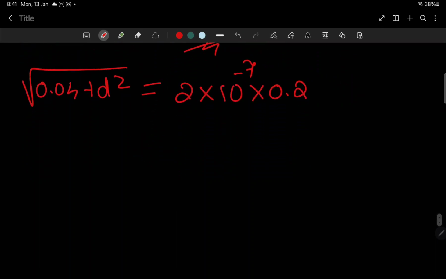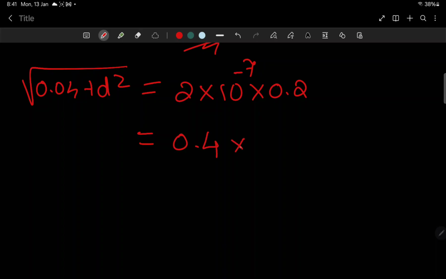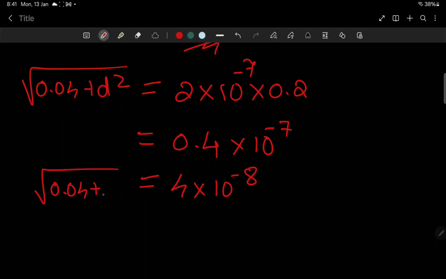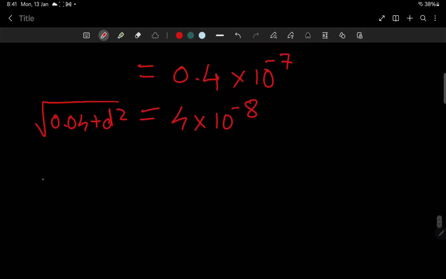Okay. Now continue it. 2 into 0.2, that is equal to how much? 4. That is 0.4 into 10 raised to minus 7. Let us write it as 4 into 10 raised to minus 8. And this is equal to 0.04 plus d square. Now take square on both sides. So we get 0.04 plus d square equal to how much?